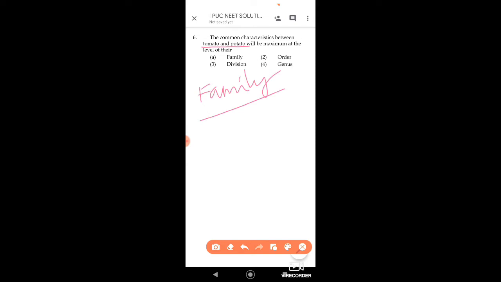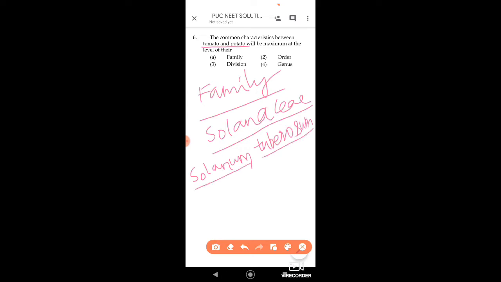What is the family here? They belong to the family called Solanaceae. Okay. Potato we generally call as Solanum tuberosum as the scientific name. Solanum tuberosum is the scientific name of potato.